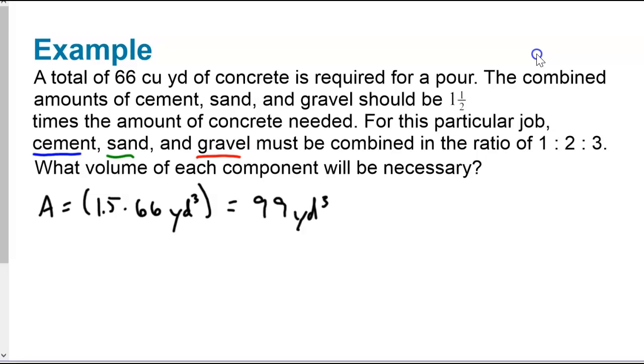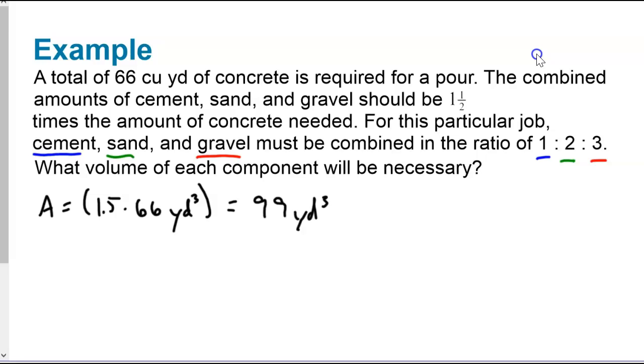1 to 2 to 3, and I'm just going to go ahead and color code these. So cement, sand, and gravel. So maybe you can kind of start to envision this a little bit. And this is something you can do to help you if you'd like to. If you have different colored pencils, sometimes that's helpful. So what volume of each component of the 99 cubic yards is going to be cement, sand, and gravel?